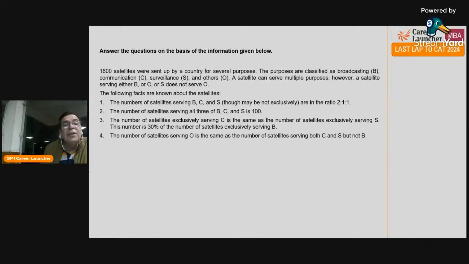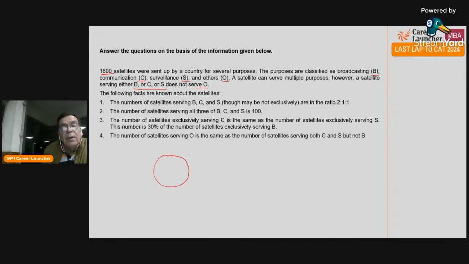Again, very little information with 4 statements. So let's read the data. 1600 satellites were set up by a country for several purposes. The purposes were classified as broadcasting, communication, surveillance, and others. A satellite can serve multiple purposes. However, a satellite serving B or C or S does not serve O. Very clearly, there's a Venn diagram data set.